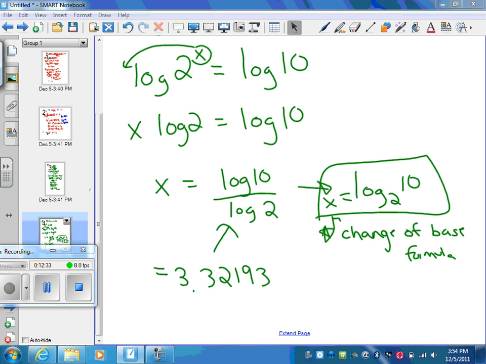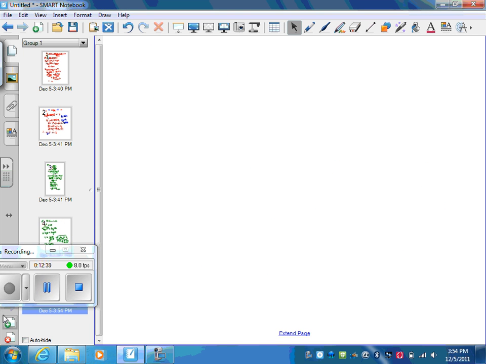Okay. Let's try another one. No, not going to work. There we go. Okay, something more difficult. Let's go. 4. No, doesn't work. There we go. 4 to the 3x equals 35.